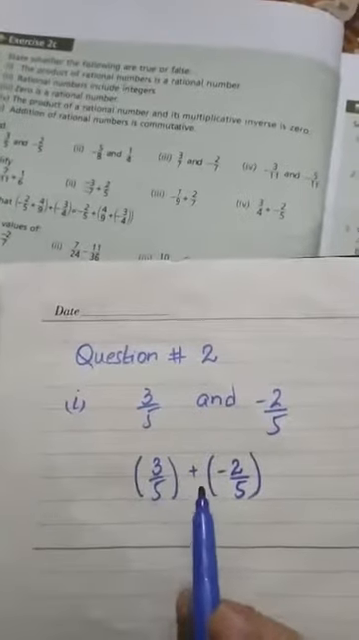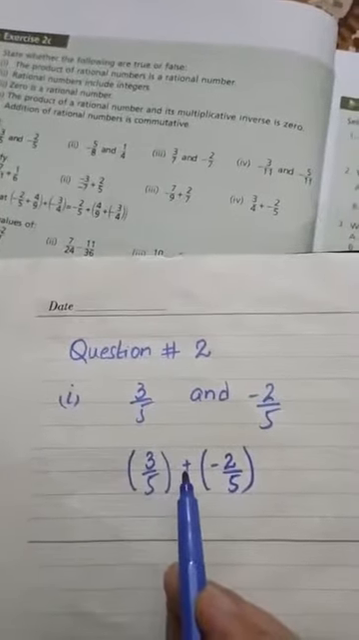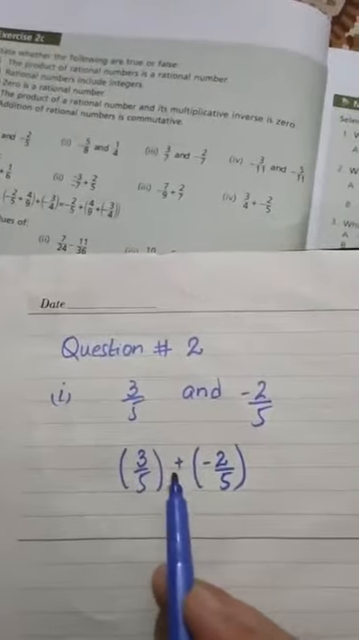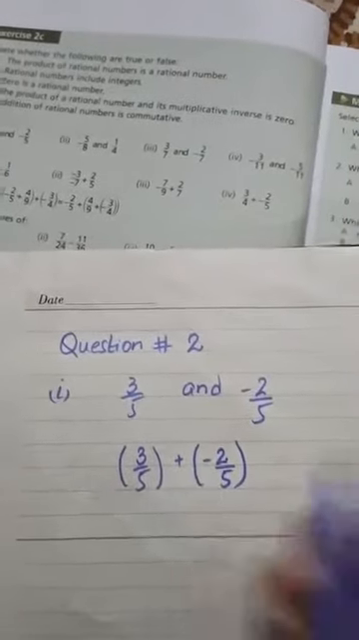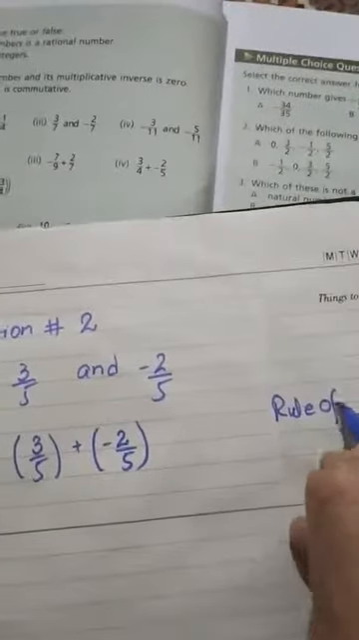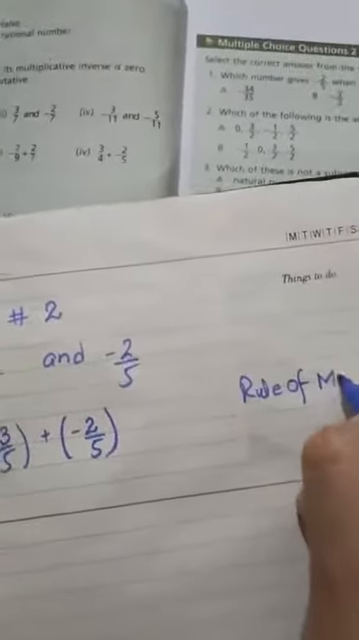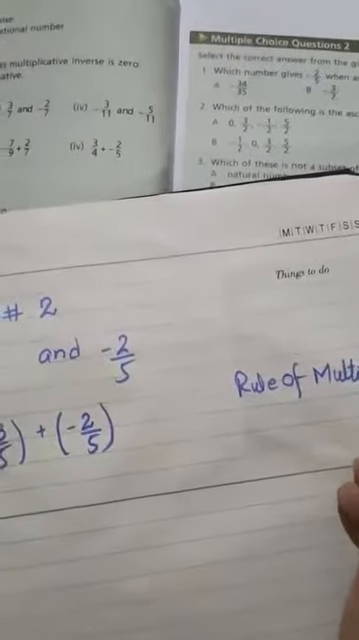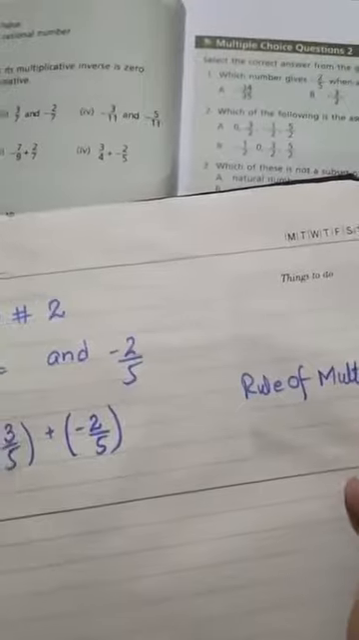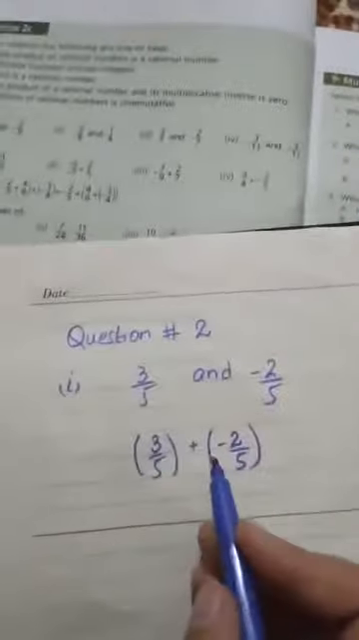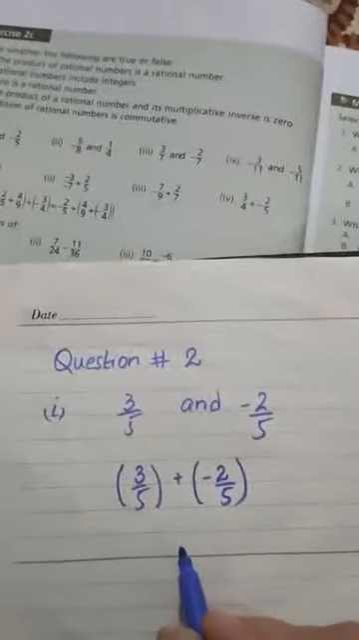The next step is to look at the signs, plus and minus. Both signs are going to be multiplied. Plus, minus, minus. The rule of multiplication is plus times minus is minus. The sign is changed into minus.